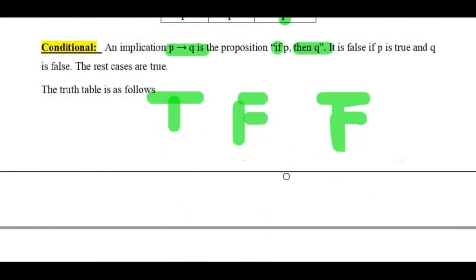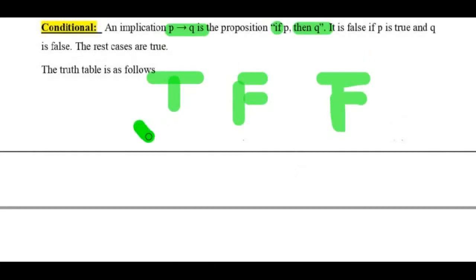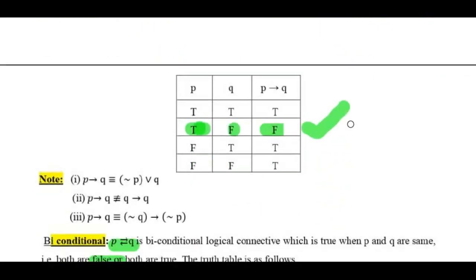Next is the conditional connective. The connecting words are if then. What is the conditional connective? The first statement is true and the second statement is false, then P then Q is false. The rest of the cases are true.